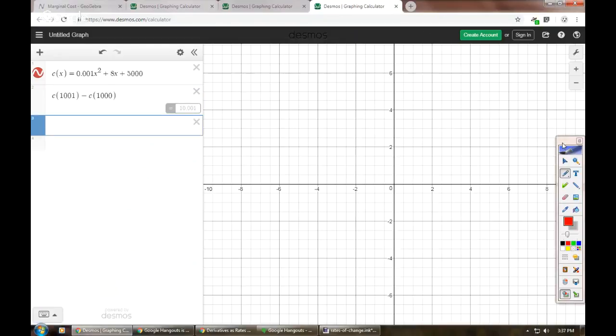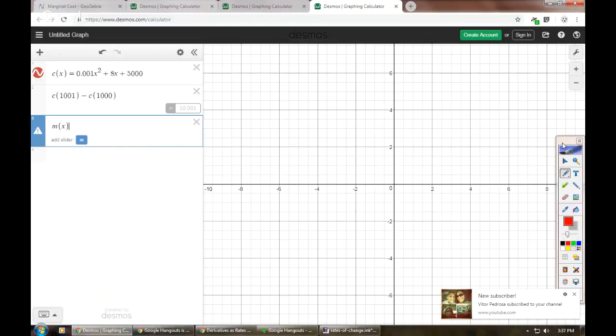If I take the derivative of that and find the marginal cost at X, that would be 2 thousandths times X plus 8. The 2 thousandths times 1,000 would be 2. And so the marginal cost in comparison at 1,000 units would be 10.